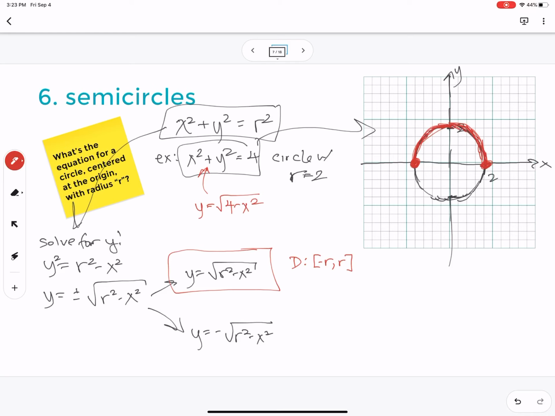So that's from 0 to r. It looks weird with the r's there, but the range on this thing is going to go from 0 to 2. In general, the range on the square root of r squared minus x squared is from 0 to r, including both endpoints. Again, not ups, downs, lefts or rights.